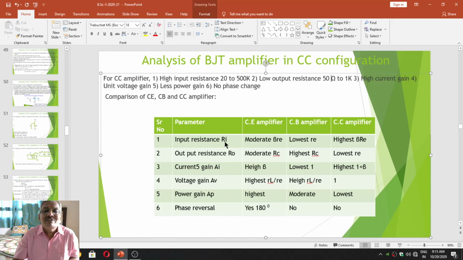The first parameter is input resistance. For common emitter amplifier, input resistance is moderate and that is equal to beta Re. For common base amplifier, it is the lowest, that is equal to simply Re. For common collector amplifier, it is highest and that's equal to 1 plus beta into Re ideally. But practically we can make it equivalent as beta Re. Then output resistance is Ro, and for common emitter configuration it is moderate, that is as good as equal to RC. For common base configuration it is highest, that's equal to RC. For common collector amplifier it is the lowest and that's as good as equal to RE.